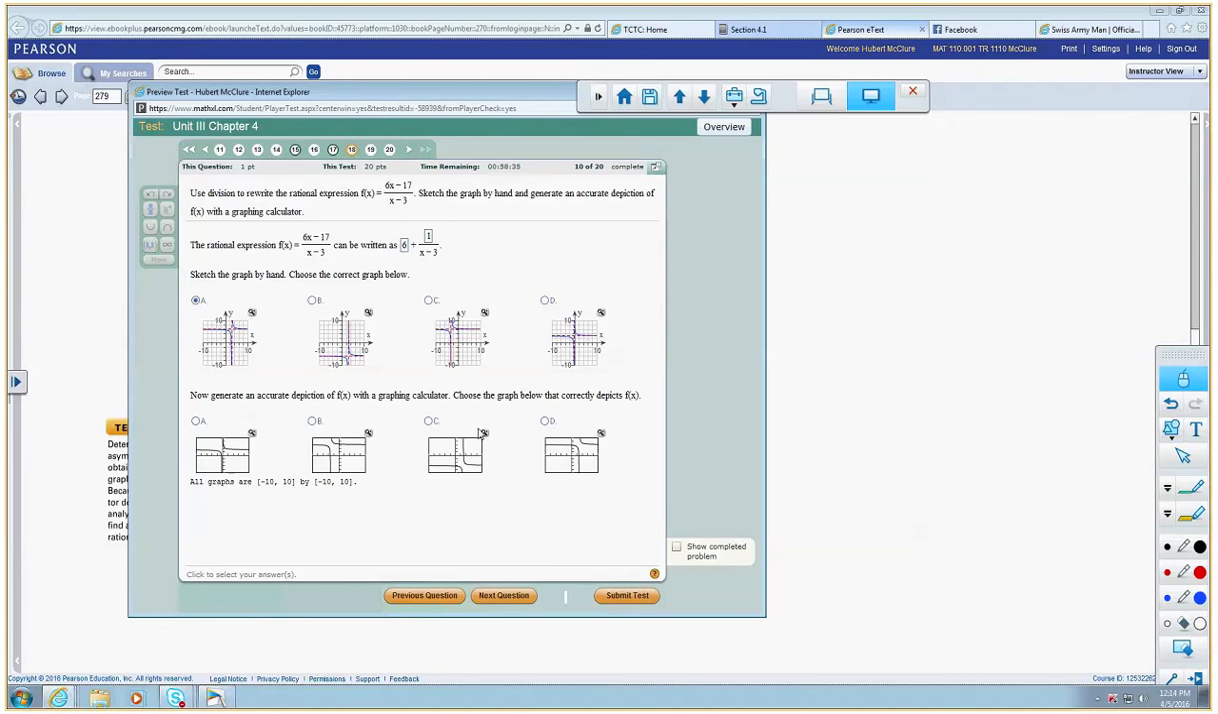I have no idea what the second question is asking. Now generate this on an accurate depiction. It looks like D. It's in the first quadrant, isn't it?